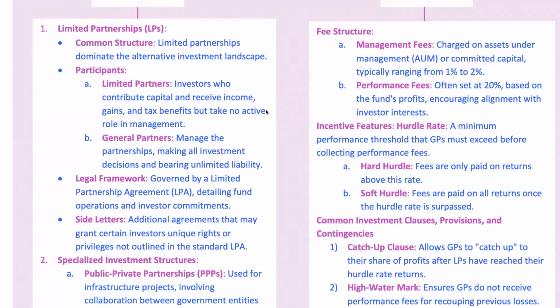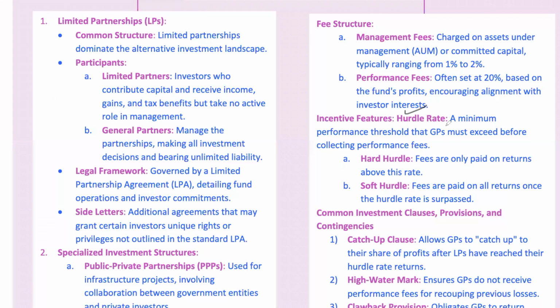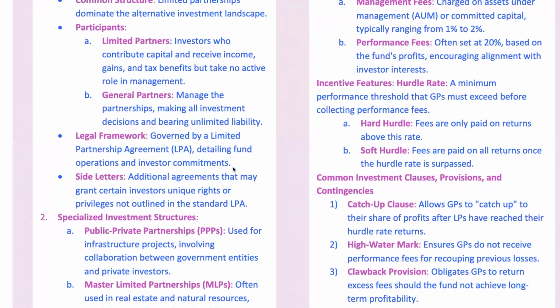But to keep things fair, most funds build in something called a hurdle rate, usually around 8%. That means the GP doesn't get their carry until the fund returns at least 8% to the LPs. If they don't hit that mark, no performance fee. Now, there are two types of hurdle rates: hard hurdles and soft hurdles. With a hard hurdle, the GP only gets carry on returns above 8%. With a soft hurdle, as long as the fund clears 8%, the GP gets carry on the whole amount. You can guess which one investors prefer, hard, and which one managers prefer, soft.